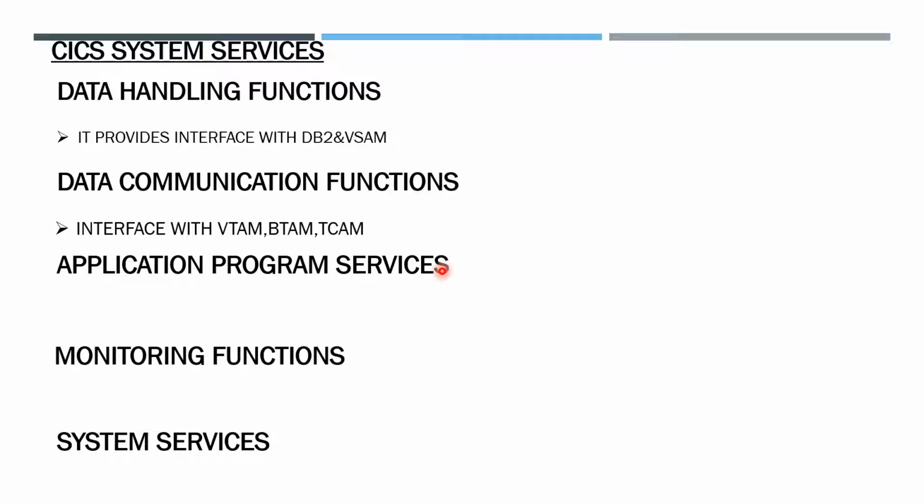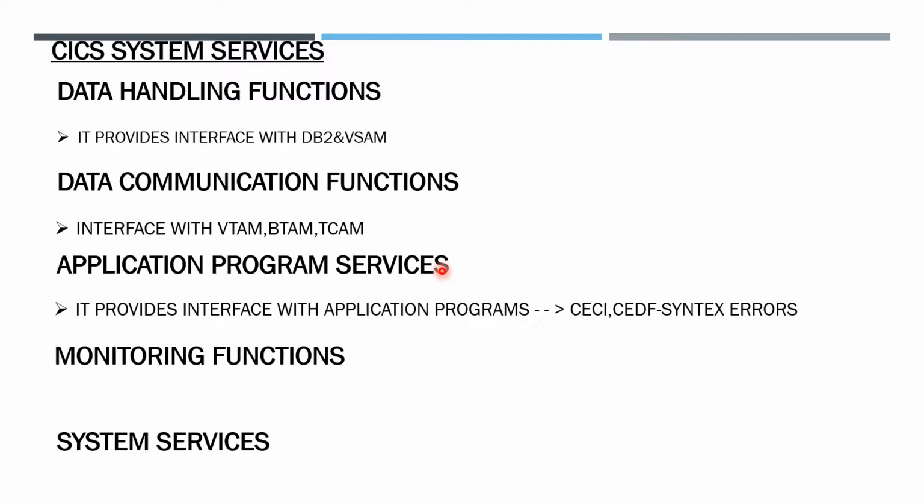CICS application program services. It provides an interface with application programs. There are many programs in CICS, lakhs of programs running in CICS. To run an application or to process some transactions, the applications are invoked. In CICS there are many application programs, and they were built with many programming languages.